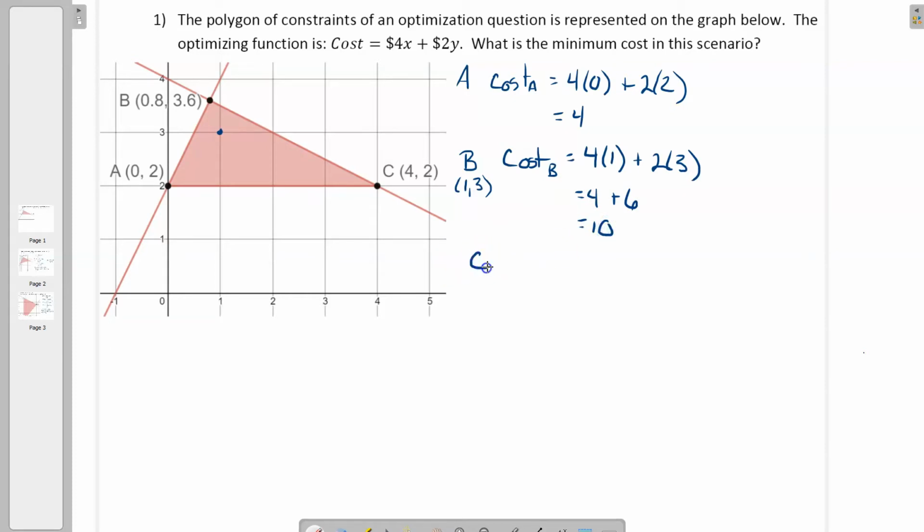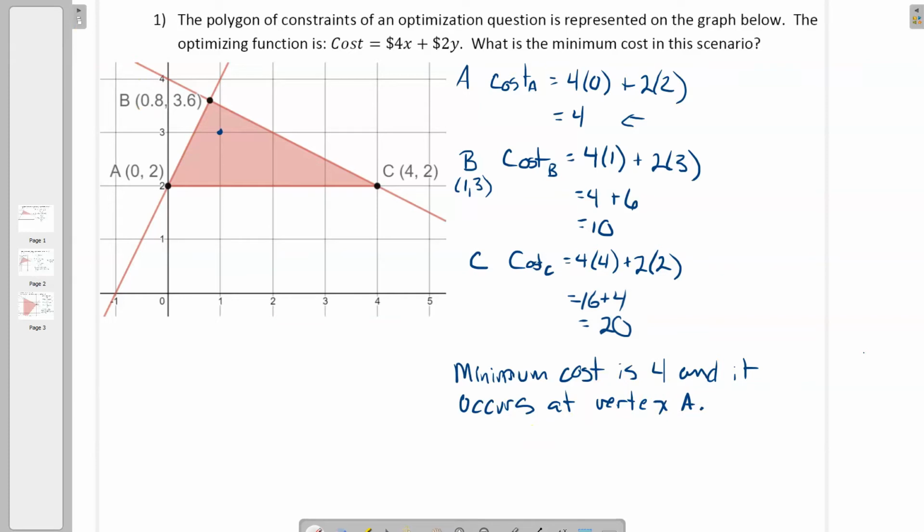Then finally, vertex C. Calculate the cost at C. So we've calculated our 3 costs, and we've been asked what is the minimum cost in this scenario, and we see that the minimum cost occurs at vertex A.